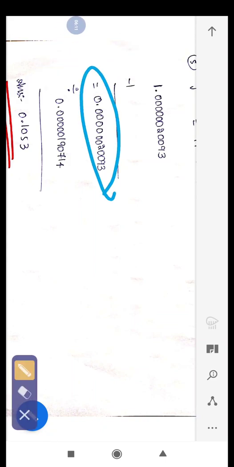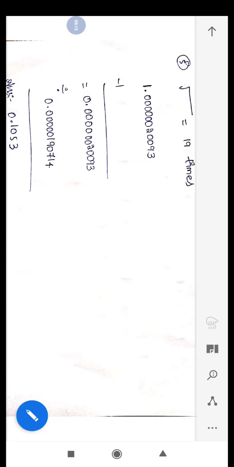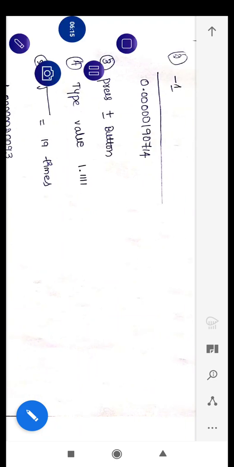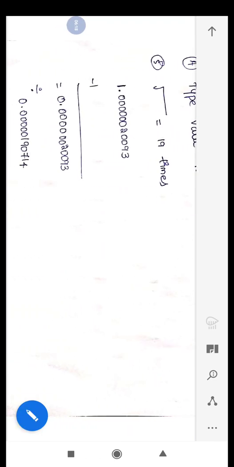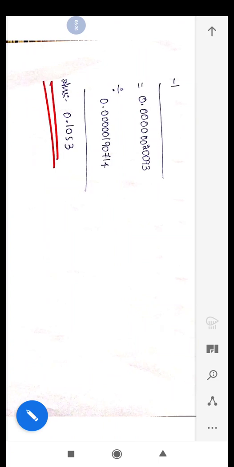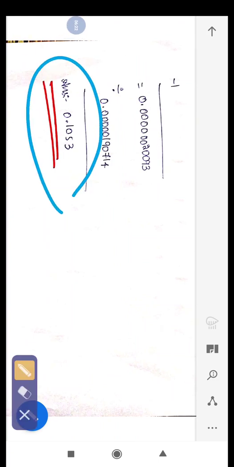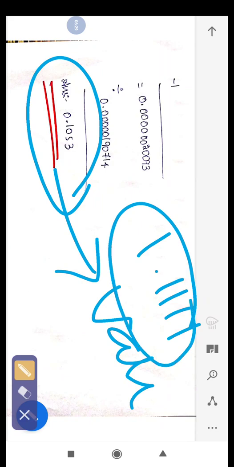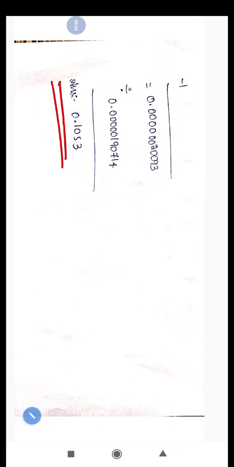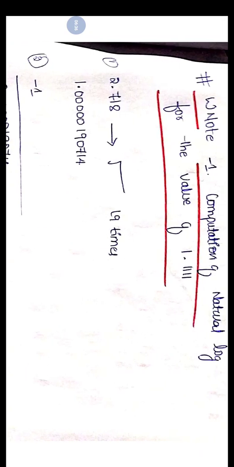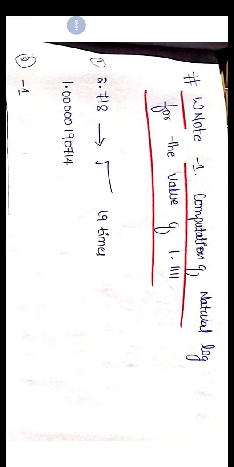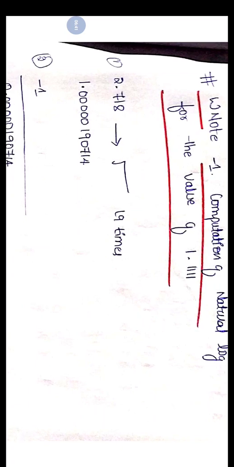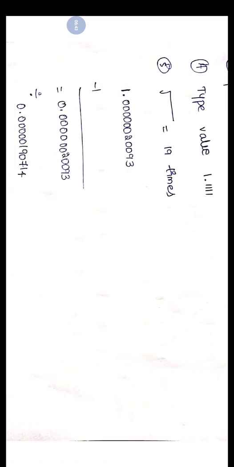So divide this value with the above value. Which is the above value? This is the above value where we have deducted 1. If you divide that value with the specific value, the answer will be 0.1053. This is the value for the log of 1.111. So these are the steps. If you follow the steps, you can get this answer. It is very easy. Still, if you have any confusion, you can ask me in your group. I'll try my best to solve your doubts. Okay.